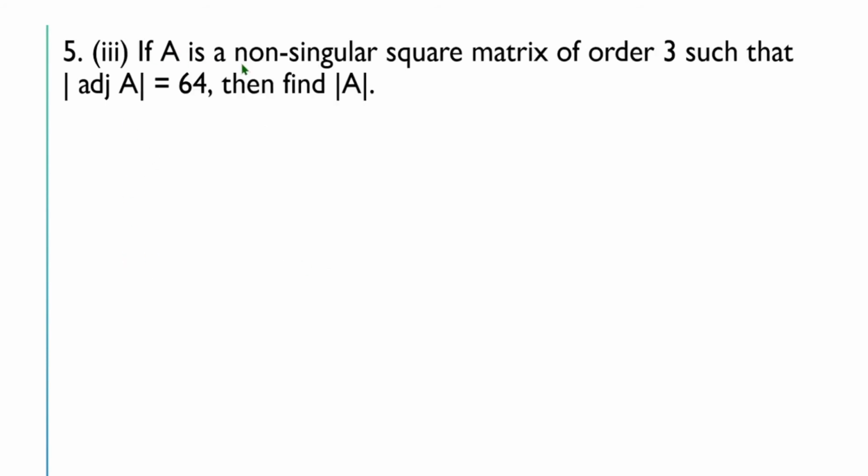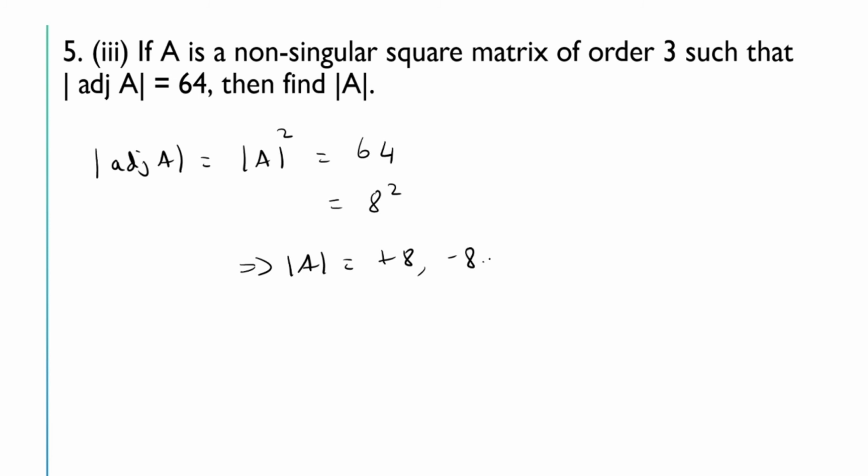Next question, if A is a non-singular square matrix of order 3 such that determinant of adjoint of A equals 64, then find determinant of A. If A is a non-singular square matrix of order 3, then determinant of adjoint of A is equal to determinant of A the whole square. So this is given as 64. 64 is nothing but 8 square. It means determinant of A is equal to plus 8 or minus 8.